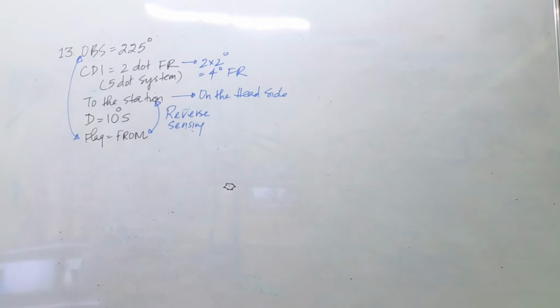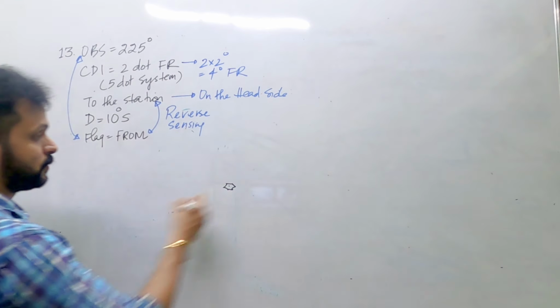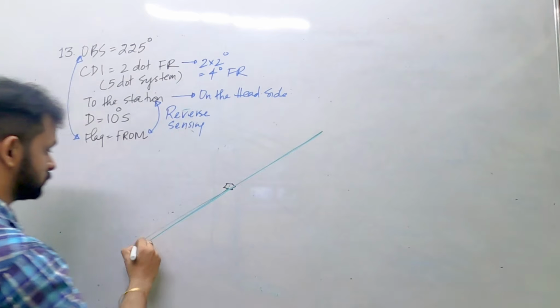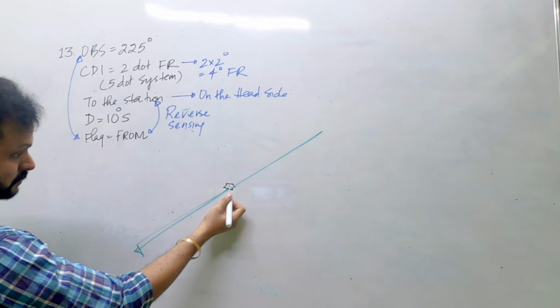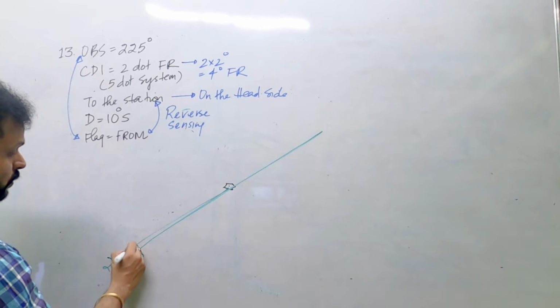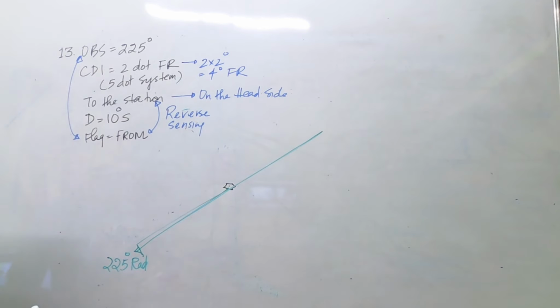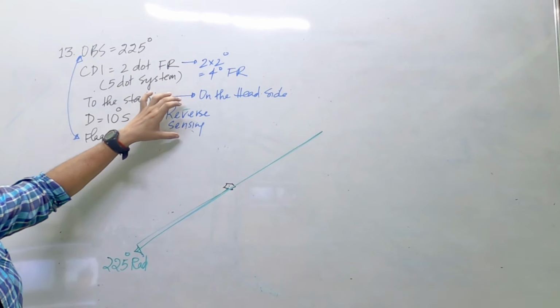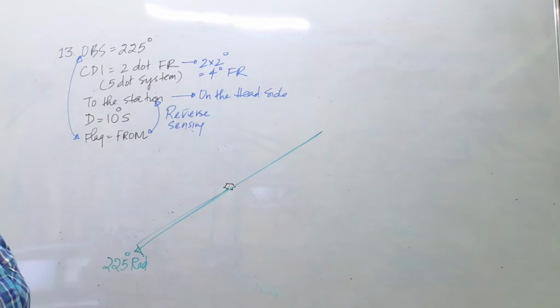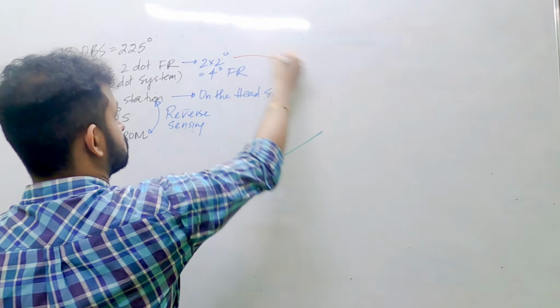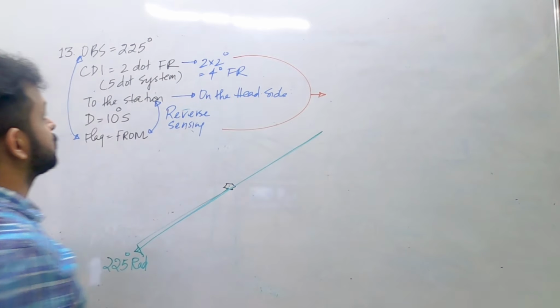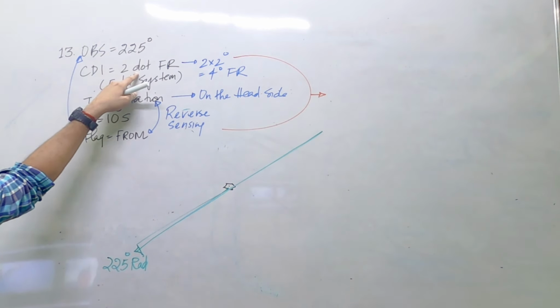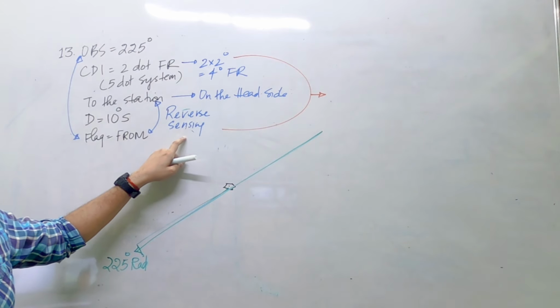The desired radial is 225, so this is 270, which means the 225 radial is somewhere in this direction. The radial is always that part which is from the station, therefore this is the 225 degrees radial. Perfect. Now the CDI is showing 2 dot fly right with a reverse sensing. Now if you look at the combination of these two pieces of information, one saying that the CDI is showing you 2 dot fly right, the other that it's the reverse sensing, where is the aircraft?